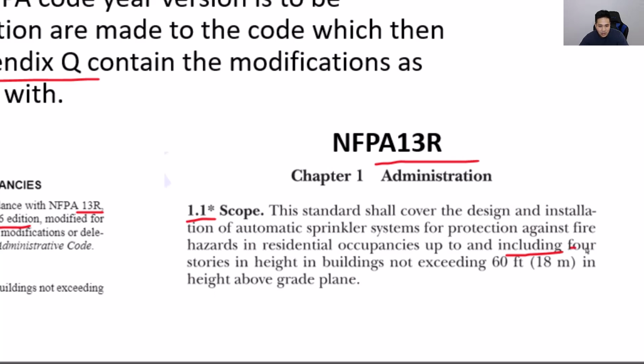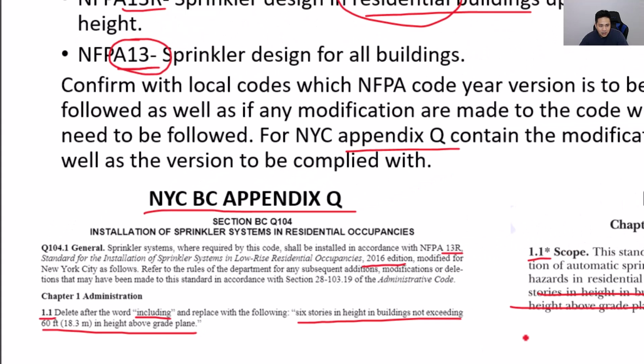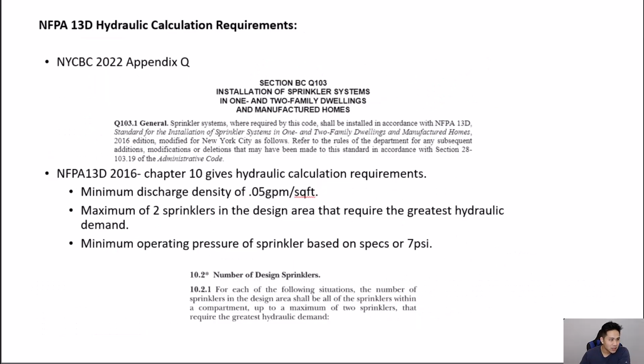Now that was crossed out, right, and replaced with 6 stories in height in buildings not exceeding 60 feet in height above grade plane. So you have to use these 2 code sections in combination. So we're going to first discuss the NFPA 13D hydraulic calculation requirements. So that part in New York City, it's handled by this section here in the Appendix Q.